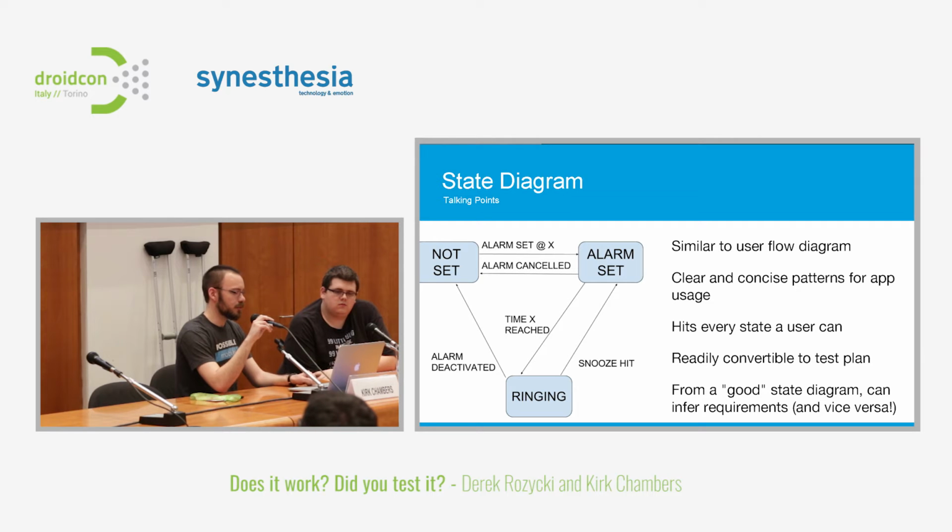And then along with that, it's supposed to hit every state a user can. It's readily convertible to a good test plan, as I'm going to show you in a second. Another important part is that from this diagram, you could probably guess what the requirements would look like if you are using Confluence or Jira or something like that. And more to the point, you could construct this from requirements. So really, it's just a very visual representation of how an app should work.